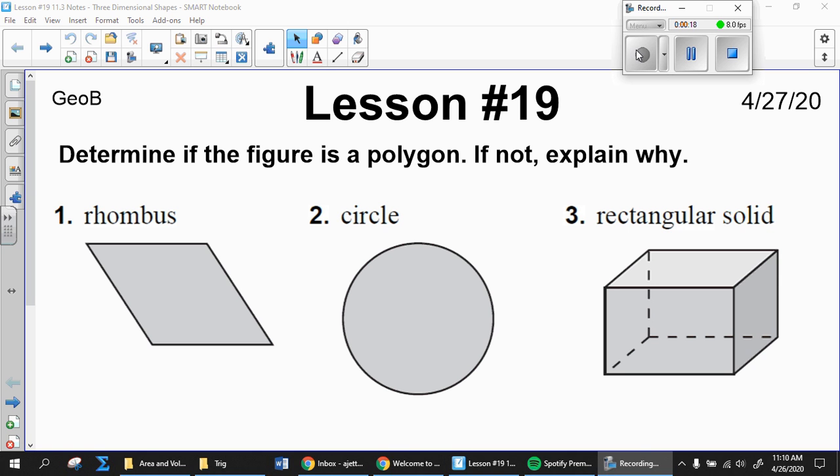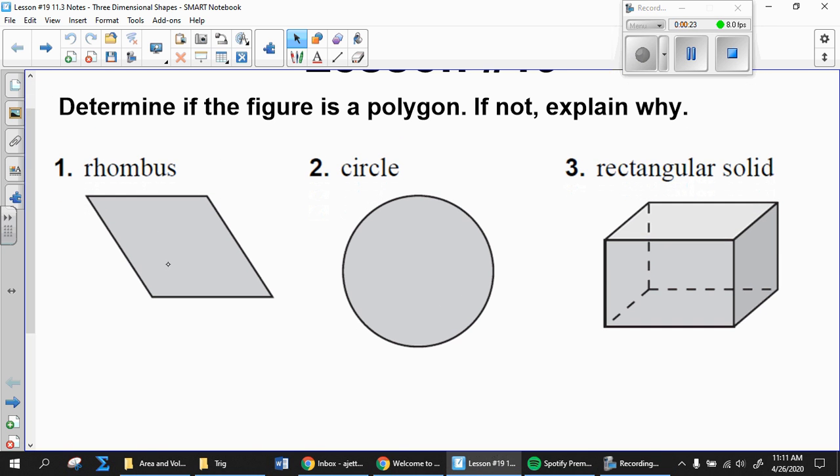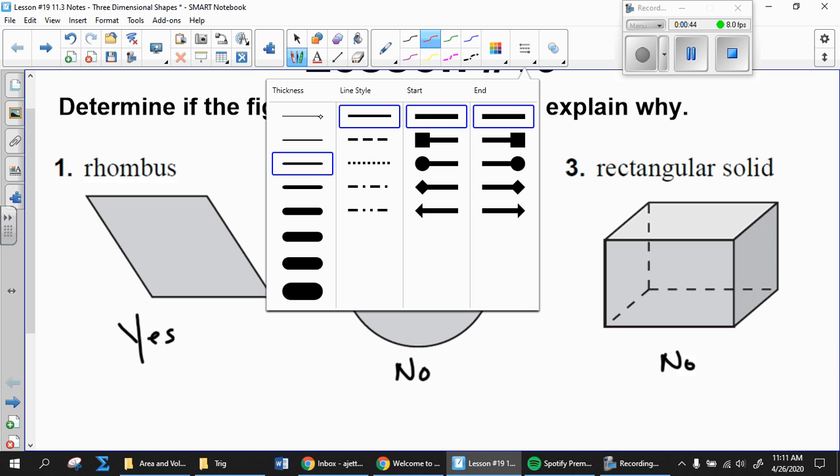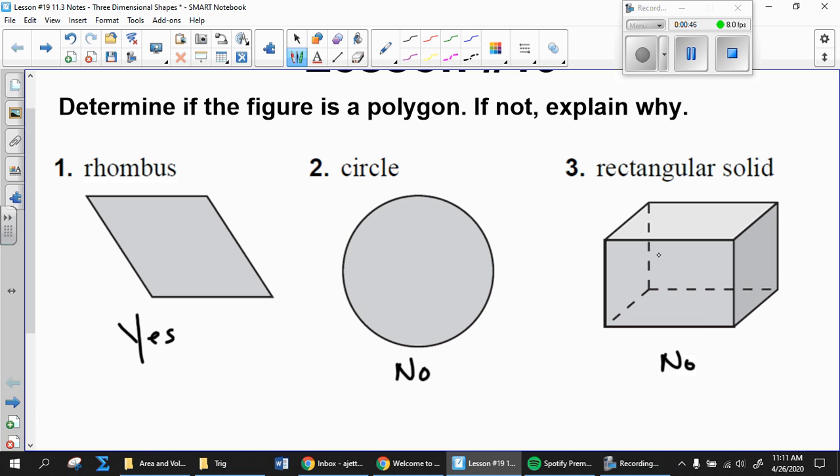All right, so it's asking if these three are polygons. We should know by this point a polygon is a shape, three or more sides. The sides are straight edges, so they're segments and they're closed. So yes, a rhombus is a polygon, a circle is not a polygon, and then a three-dimensional shape is not a polygon either. We will talk about that today, what a three-dimensional shape is when it's made up of polygons. All the faces here are made up of polygons, but the shape itself is not a polygon.